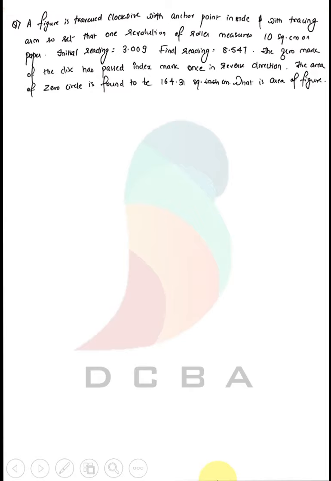Final reading is 8.501. The zero mark of the disc has passed index mark once in reverse direction, reverse meaning anti-clockwise direction, because the correct direction for measurement is clockwise. So when they say reverse, it means anti-clockwise. The area of zero circle is found to be 164.31. So here they have given us the value of MC, square centimeters. What is the area of the figure?